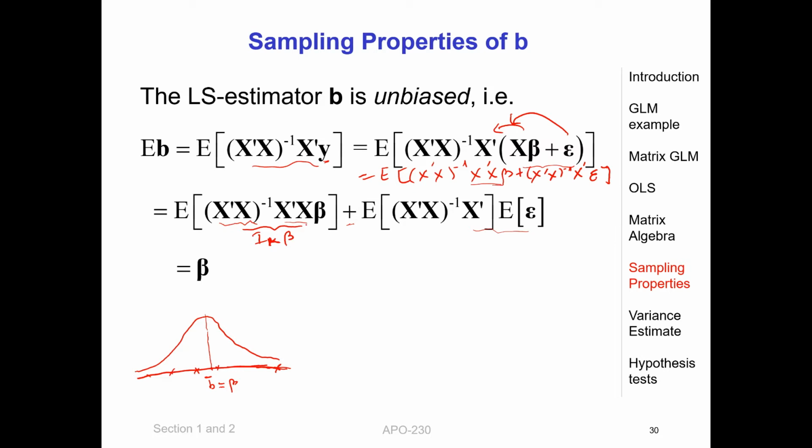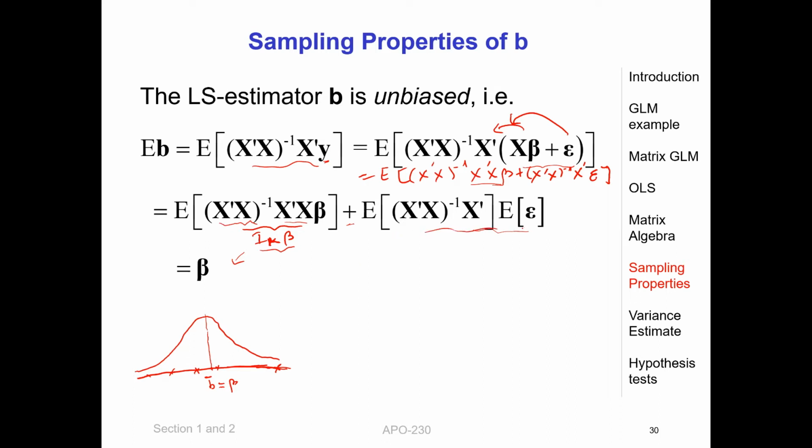And then when you take the expectation of this product, you get beta, because beta is the true single parameter vector. So it's a constant, so to say, and the expectation of it is itself. You take it out of the bracket. How about the second one? Why is it like this?